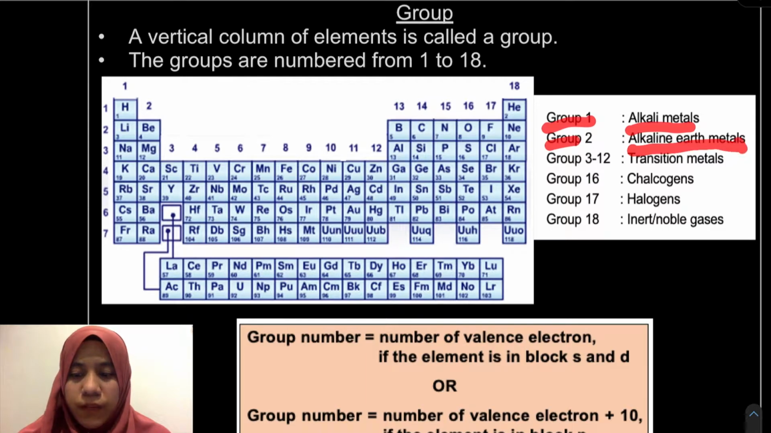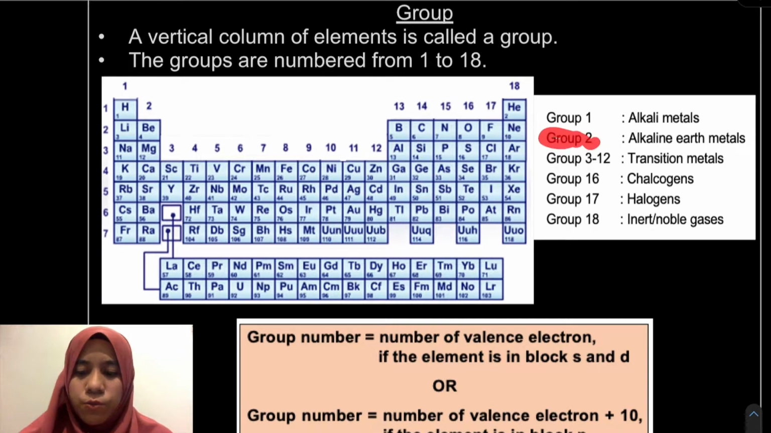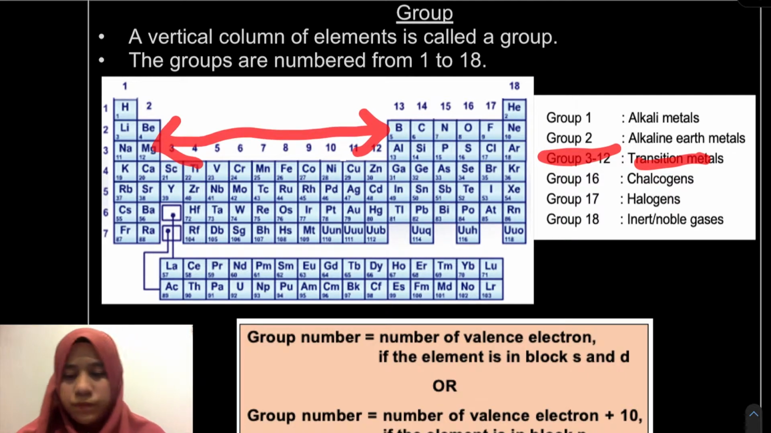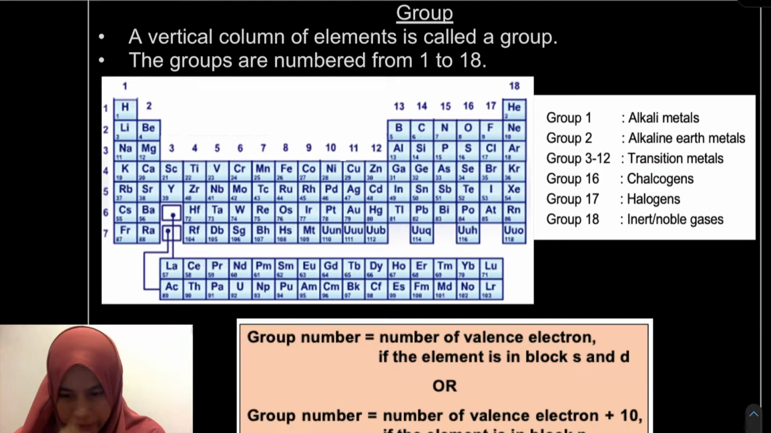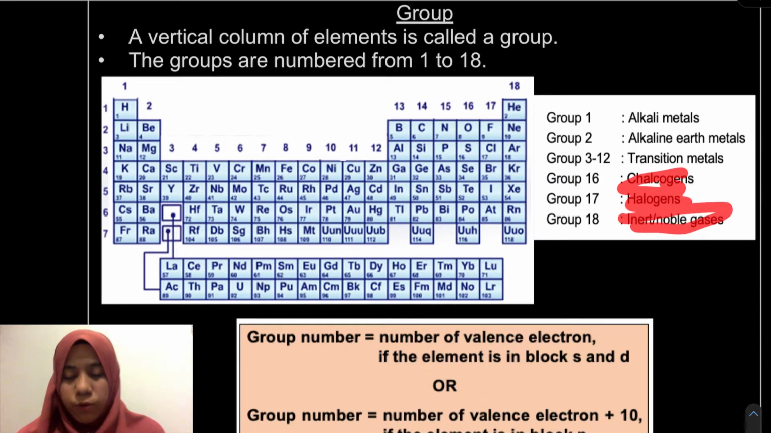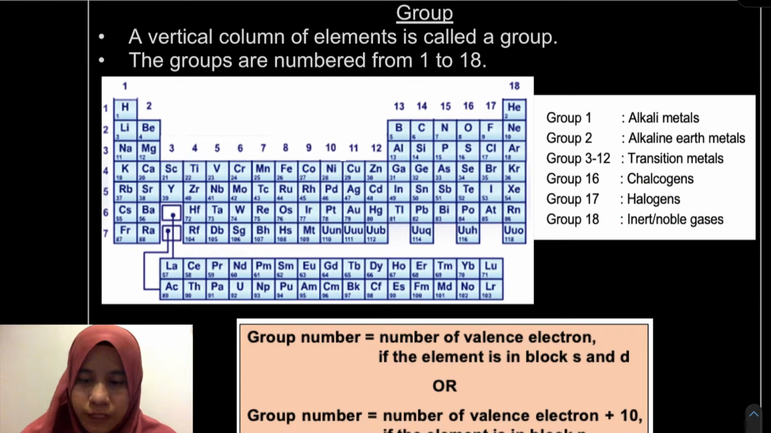If you are familiar with alkaline earth metals, you still remember the experiment we did, determining the molar mass of an alkaline earth metal, which is group 2. Group 3 until 12 is our transition metals. Group 16, 17 and 18: 16 is chalcogens, 17 halogens, and 18 inert or noble gases.